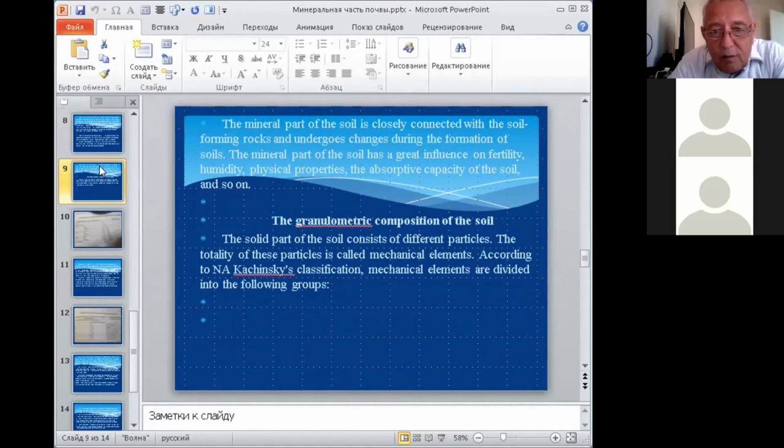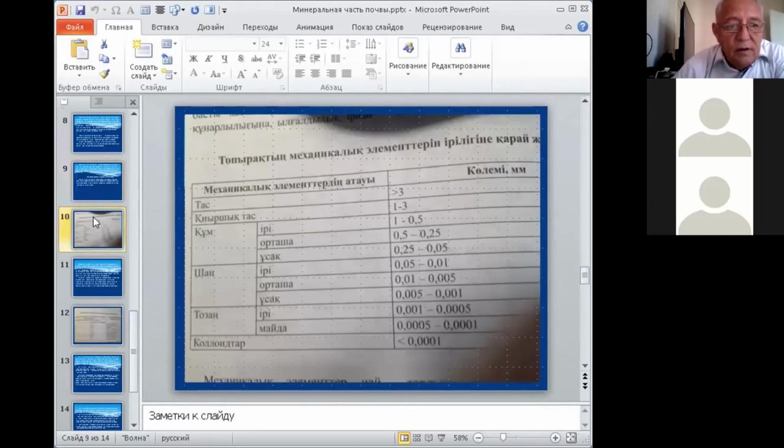The granulometric composition of the soil. The solid part of the soil consists of different particles. The totality of these particles is called mechanical elements. According to Kaczynski's classification, mechanical elements are divided into the following groups. On the slide, you see the mechanical elements and the classification by Kaczynski.